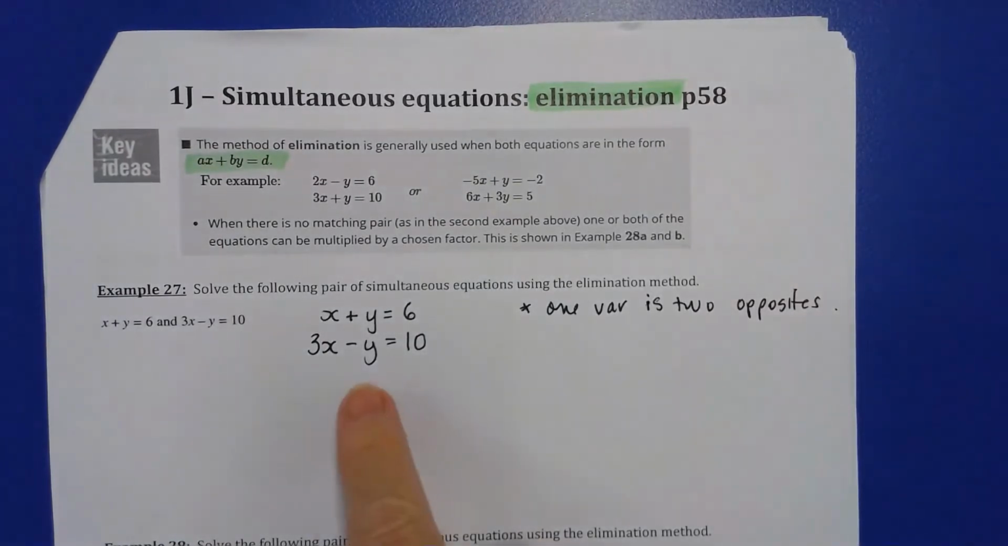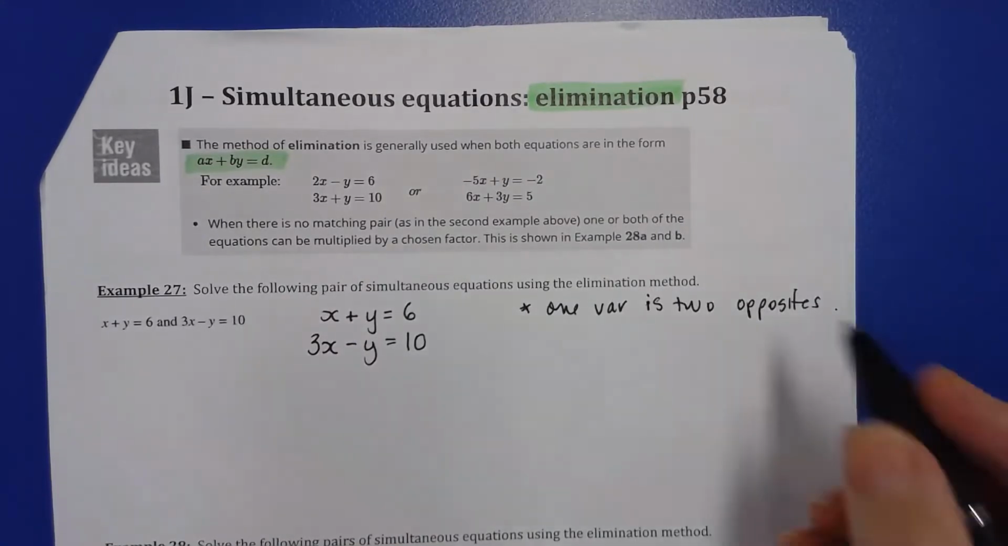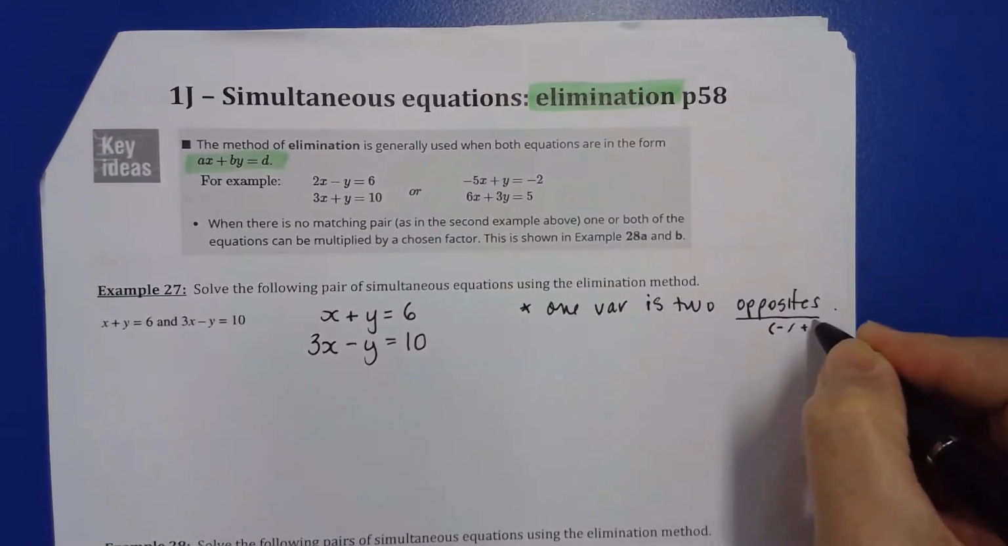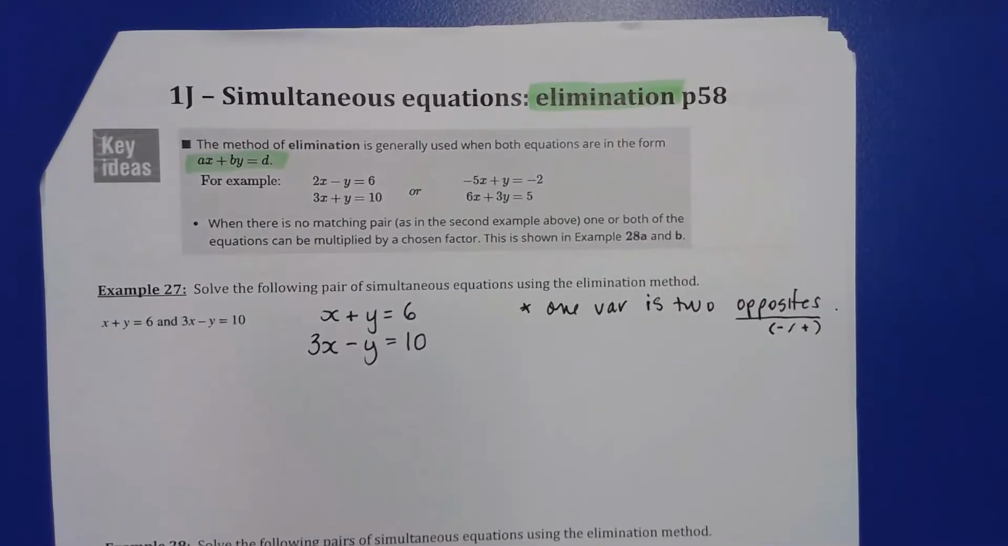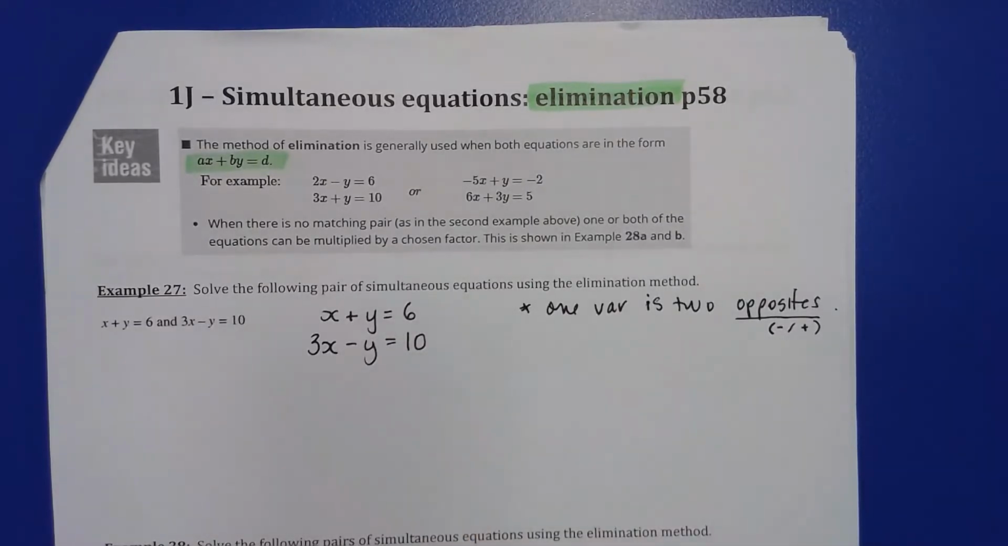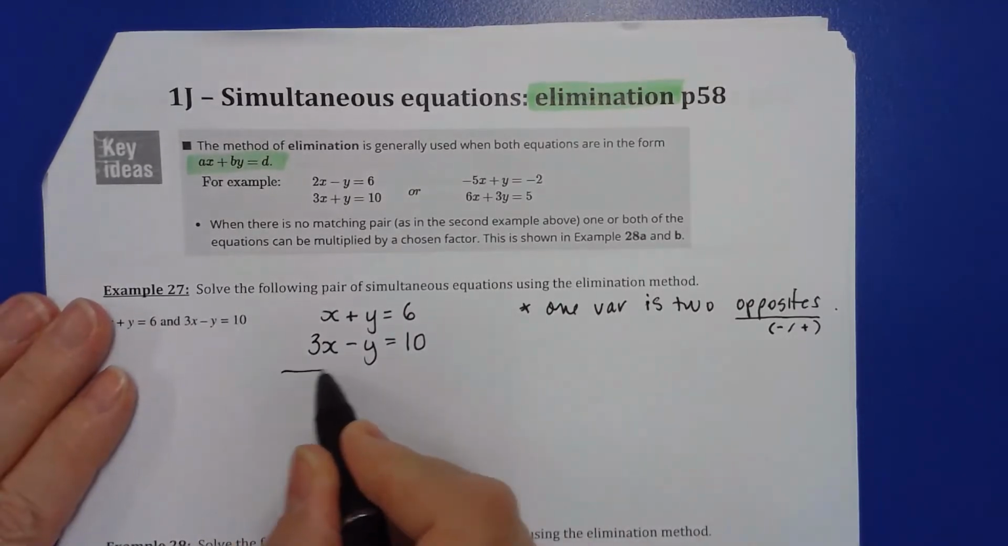In other words, negative y and y are opposites of each other. Do you remember that word from year 7? Like negatives of each other means opposites. One negative, one positive, yeah? Okay. So exactly, this is 1y, this is negative 1y. So they're exact opposites. And when that happens, I simply add straight down.